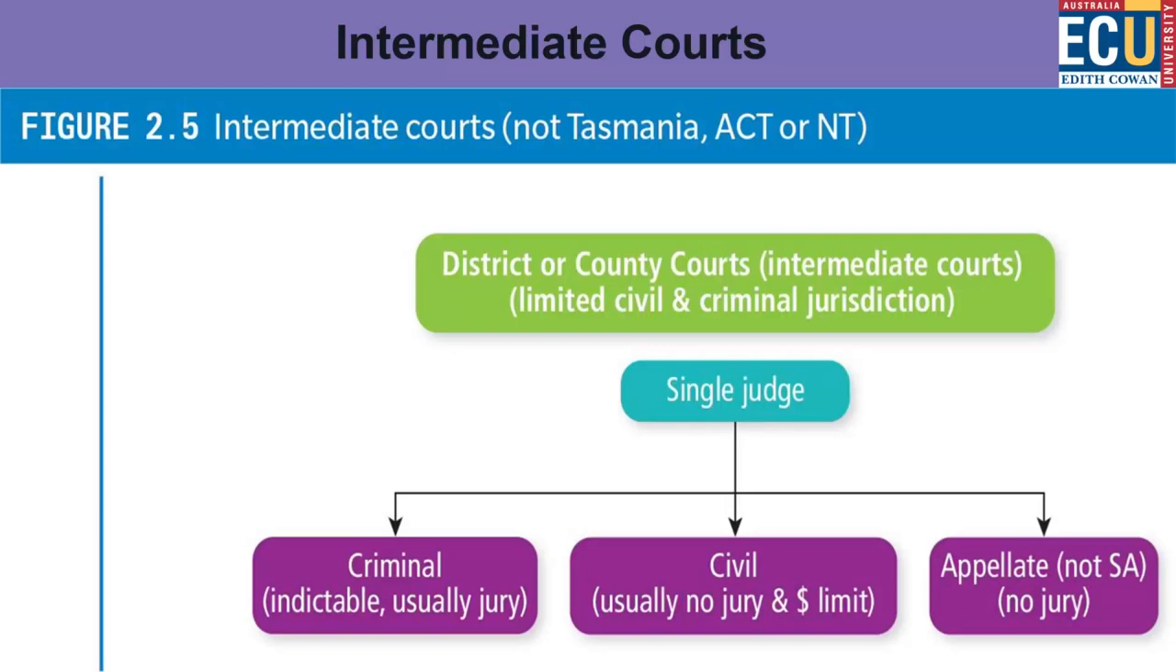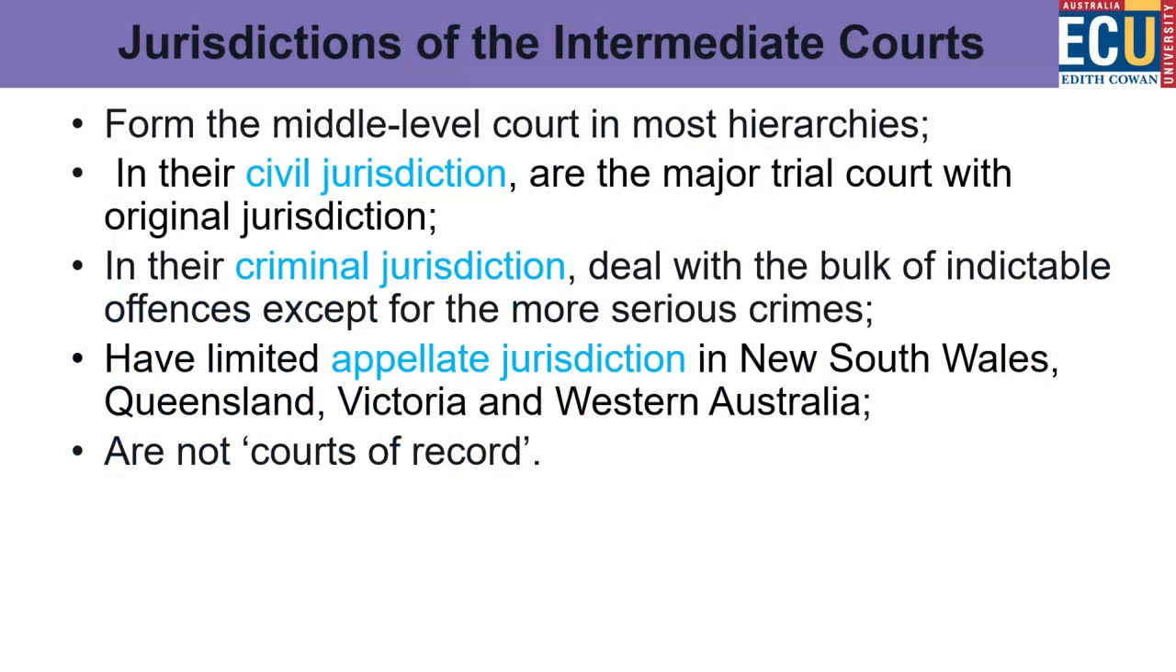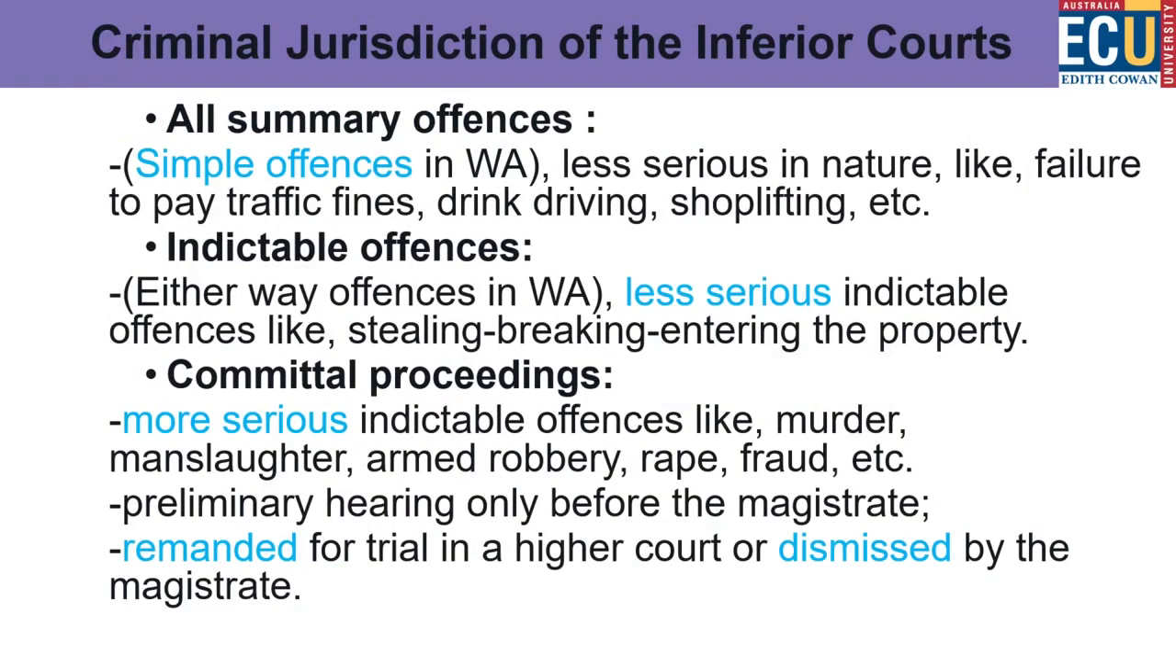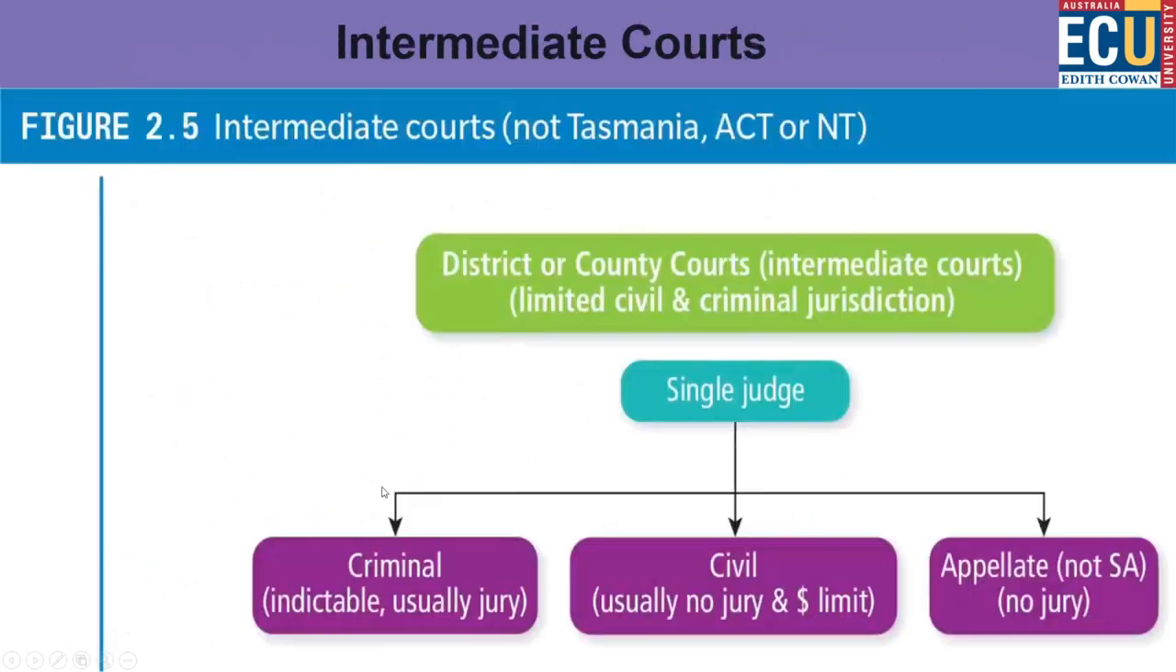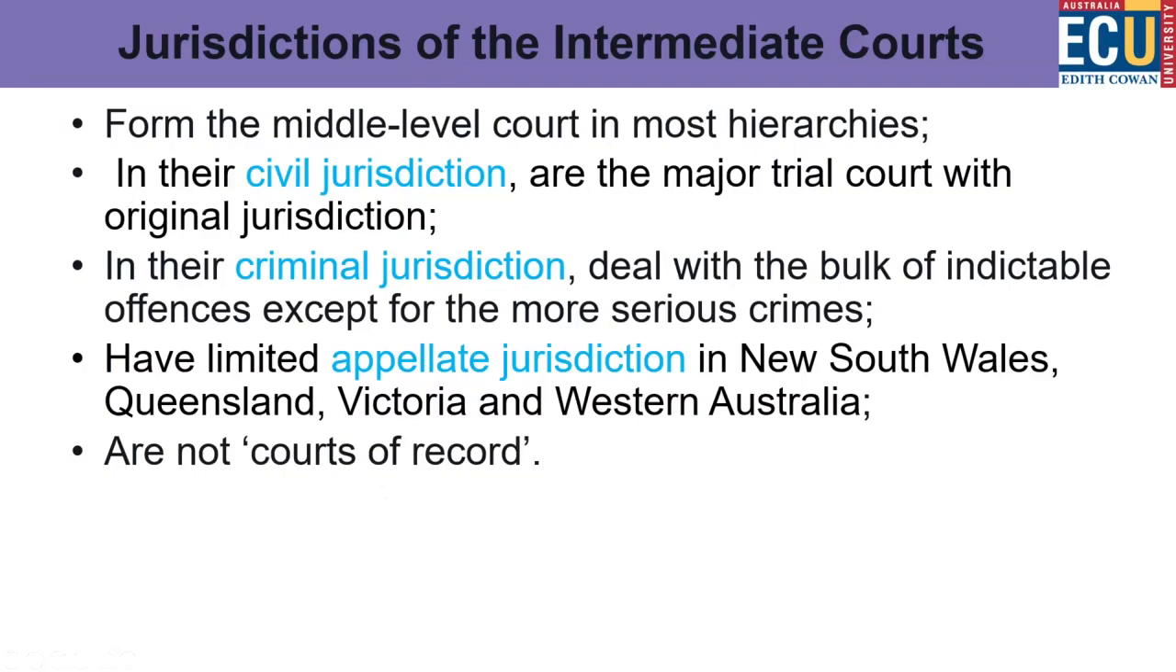Now, criminal jurisdiction. When we discussed the magistrate court's power, we already mentioned that if there are more serious offences, the magistrate court in WA will not hear those cases. Those cases will be referred to the intermediate court. Whatever cases have been referred by the magistrate court, the intermediate court will hear those cases. So for any criminal matter, intermediate courts deal with the bulk of indictable offences.